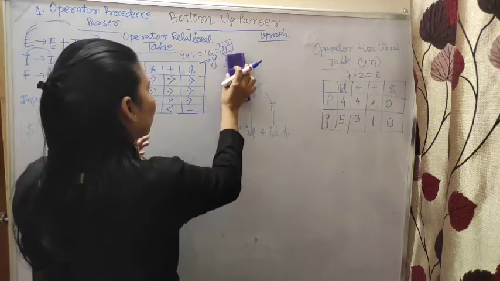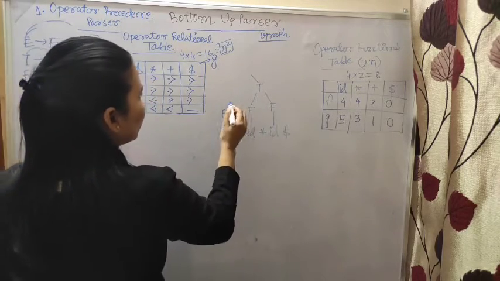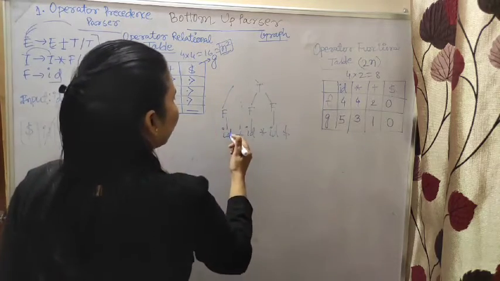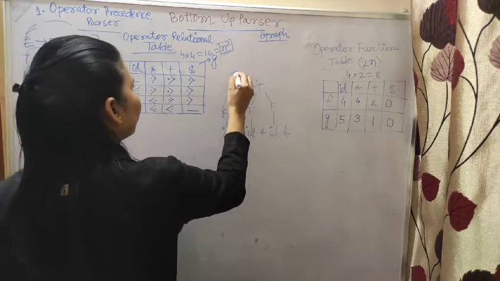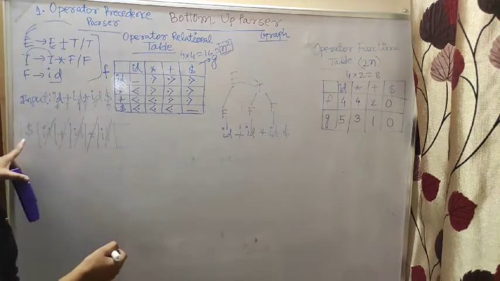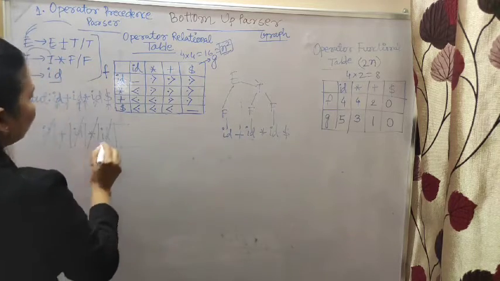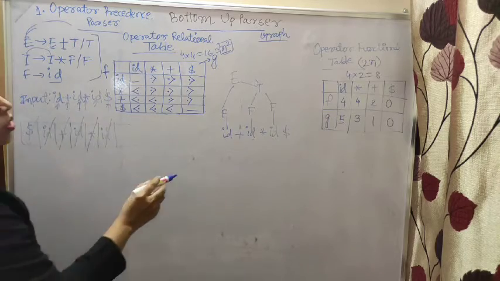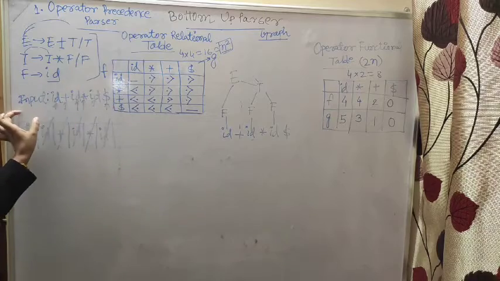F plus T will convert to E. Okay, so dollar and dollar, accepted. Dollar and dollar accepted. So this is the parse tree. Through the operator relational table we can convert it.